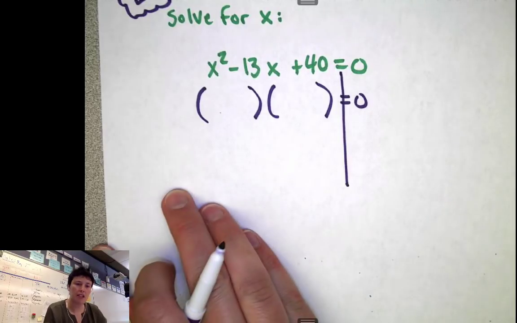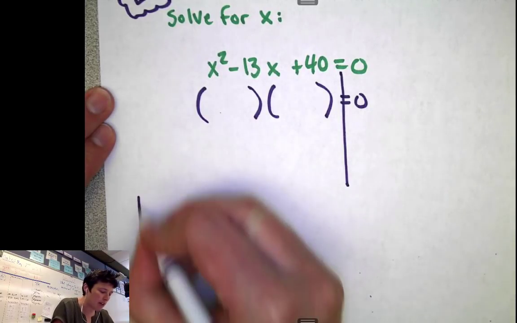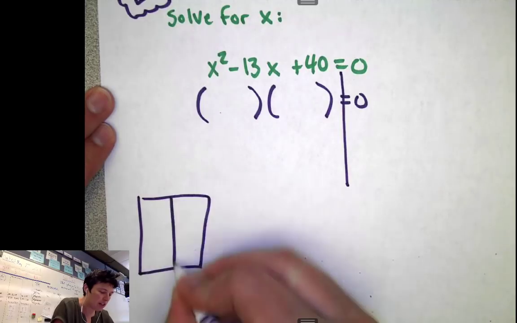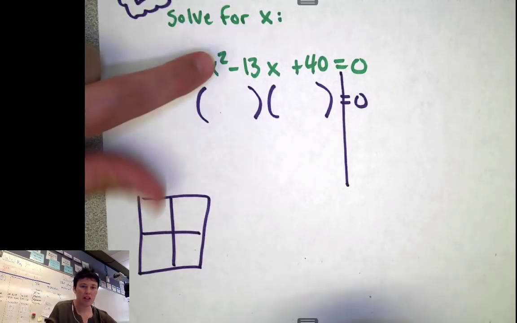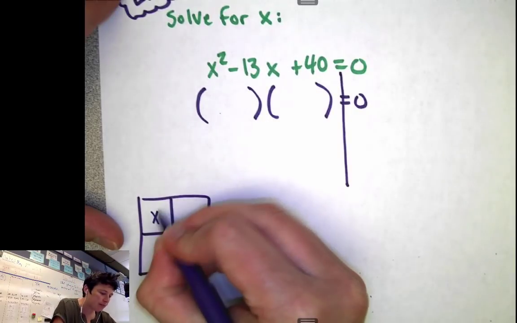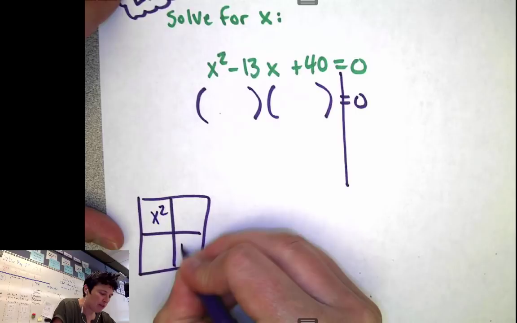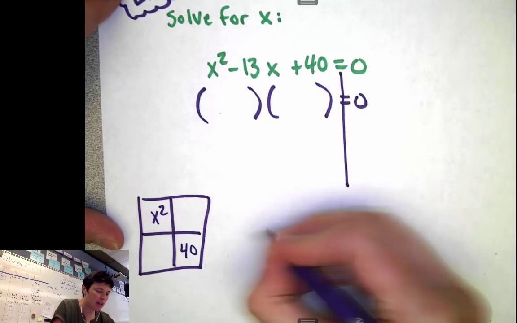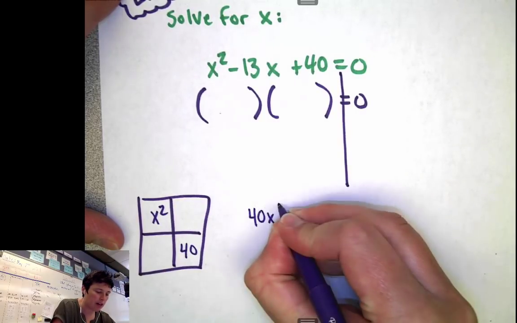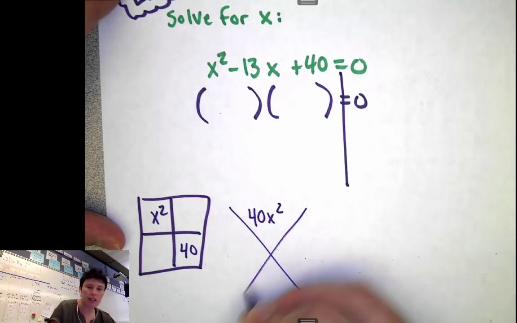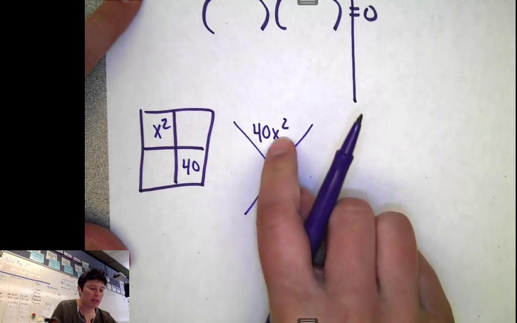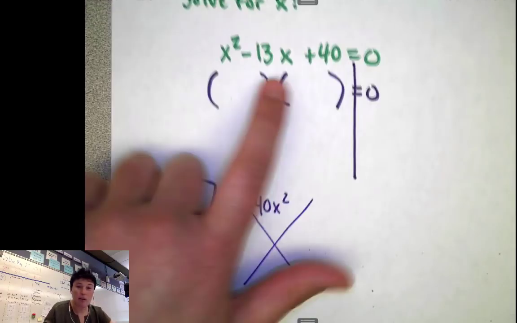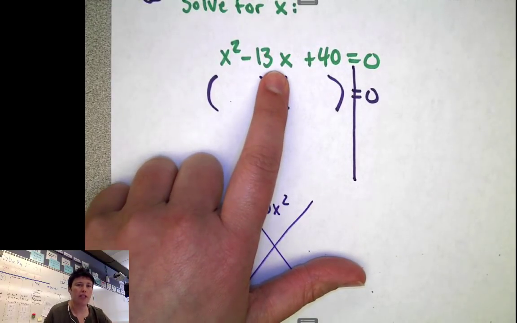So I'm going to go off to the side over here, and I'm going to use my generic rectangle process. And we're pretty good at these. We've done a lot of these in class, so we kind of fly through them now. The x squared we know goes in the corner. The plus 40 goes across from it. And then we know 40 times x squared is 40x squared. So our job is to build our diamond and to figure out what multiplies to 40, but the key factor here is the thing that we are dealing with, the minus 13x.